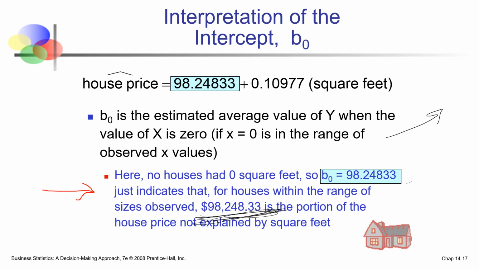So you can say no house had 0 square feet. Yes, true, but the 98.24833 dollar value just indicates that the house within the range of 98,248,000 is the portion of the house price not explained by the square feet. It means that this is the average value. You know that this is the intercept definition: the average value of the dependent variable when the independent variable is zero.